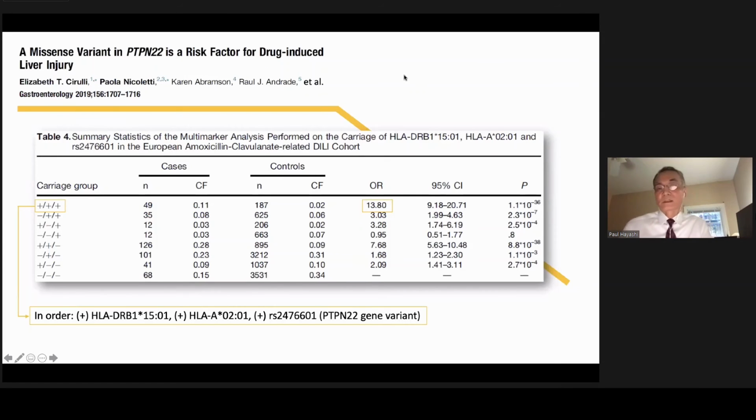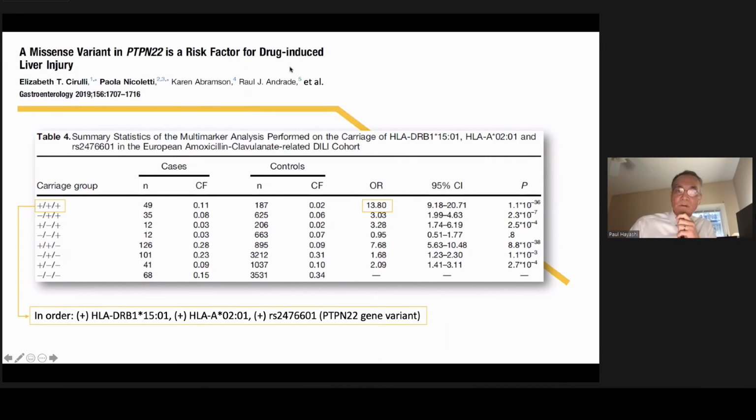What about genetics? There have been a lot of genetic studies, a lot of GWAS studies. And I think what it's coming down to is it will not be obviously one or two genetic markers that are going to tell us that this was probably DILI or high risk for DILI. But it may be a combination of markers.